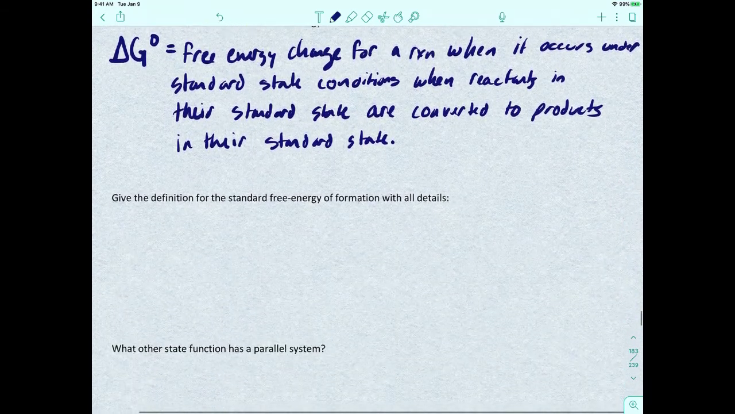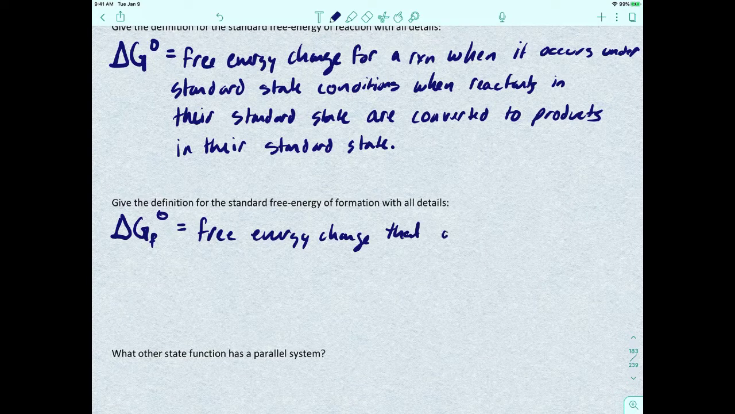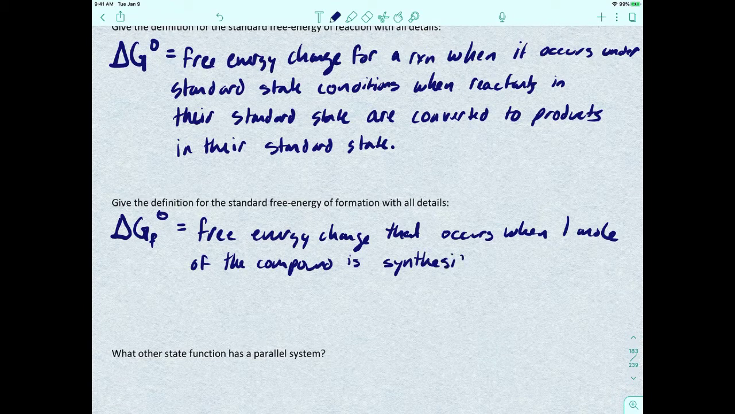Okay. Now it says, give the definition for the standard free energy of formation with all the details. So that term is delta G sub F. And so this is the free energy change that occurs when 1 mole of the compound is synthesized from its elements in their standard states.